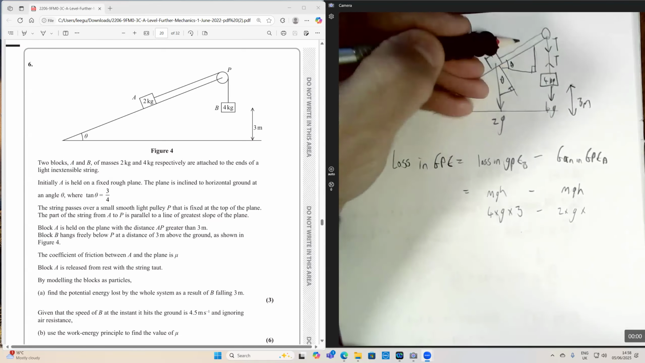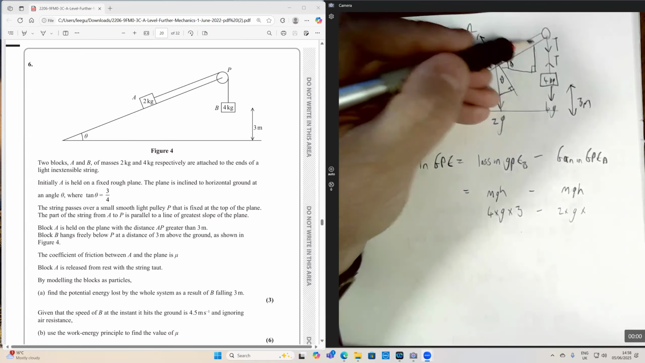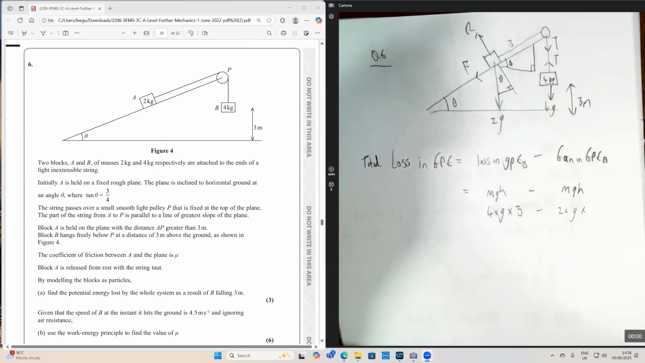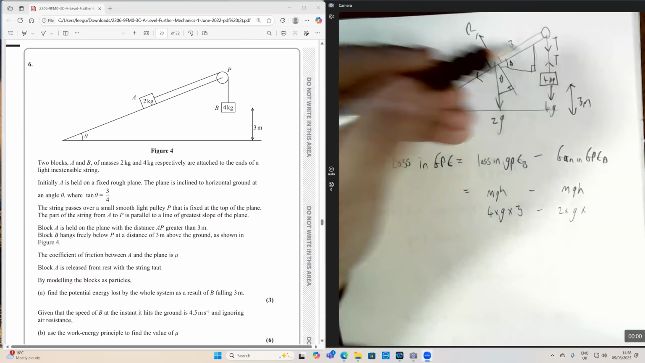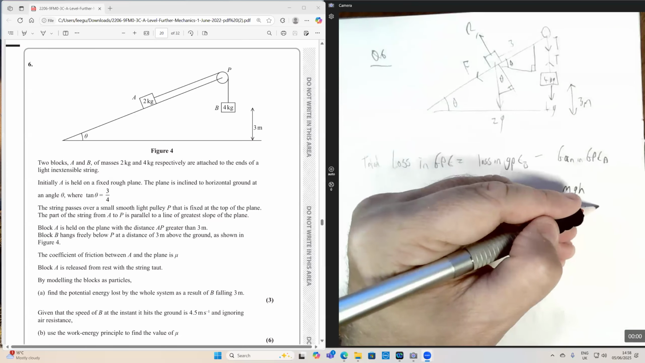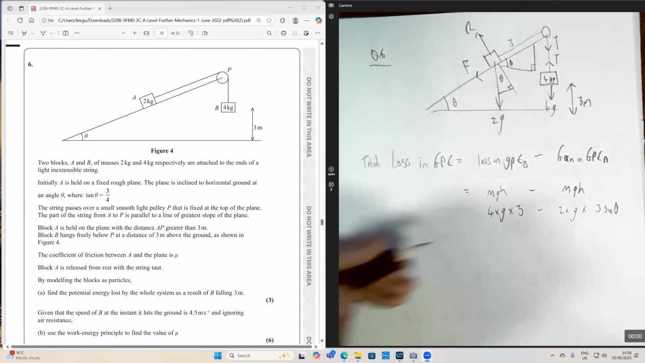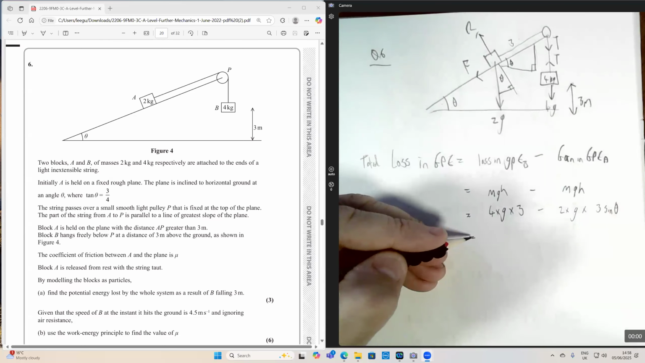So as it's moved, this hypotenuse is 3 meters. And in this triangle, these are corresponding angles, so that is also theta. So therefore it is 3 sine theta. So that is 3 sine theta. Okay, that's perfect.